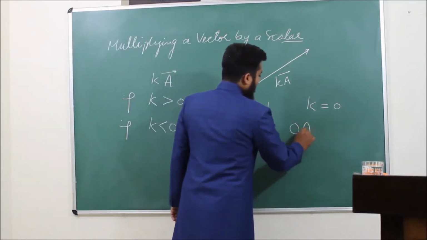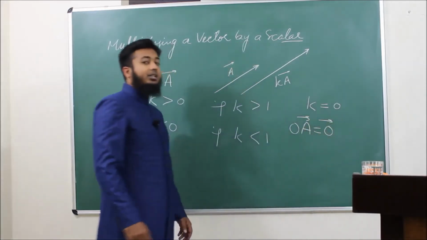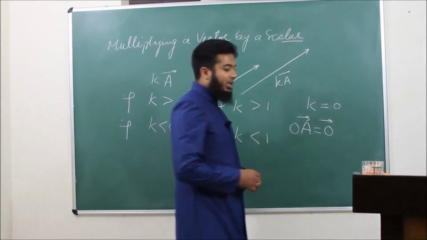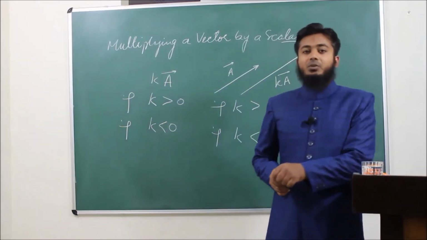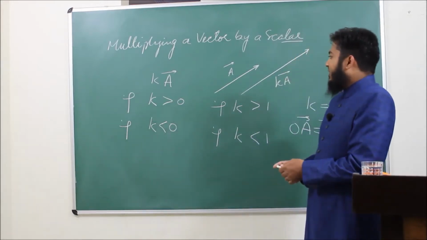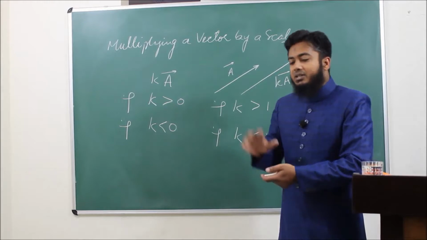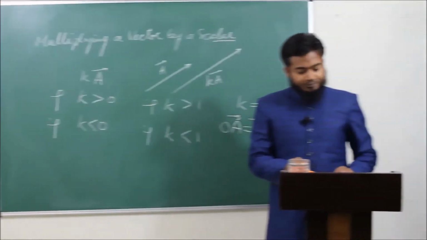Say 0 into some vector A is a 0 vector. You get the null vector. We discussed the null vector, a vector whose magnitude is 0 and the direction is indeterminate. So this is what happens when a vector is multiplied by some number, by some scalar.